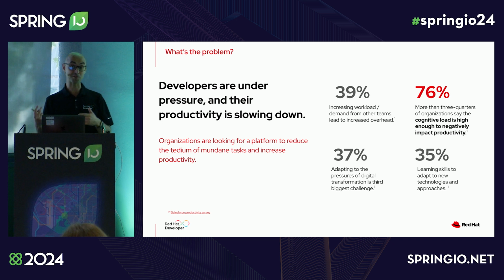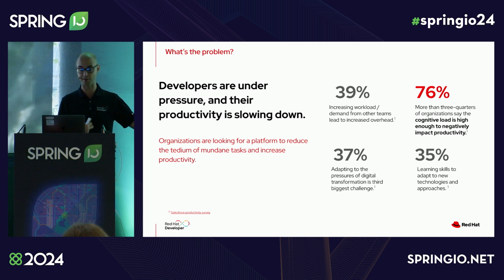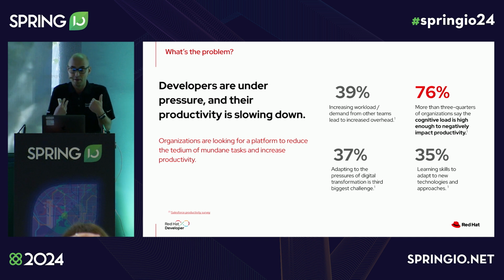But the problem with the shift left is that, as you can see here in the Salesforce productivity survey, developers are under pressure and their productivity is slowing down. So you still have a lot of pressure: I need to develop, I need to maintain the environment, I need to code all these YAML files, I need to prepare the CI, the CD, everything.